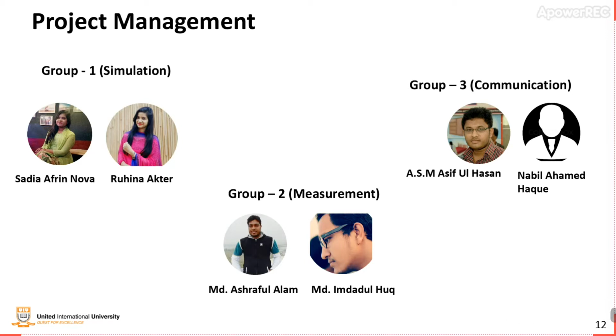Now I am going to tell you about the project management of our group. Our group has been divided into three subgroups. Group 1 is working on simulation. Sadia Afrin Nova and Ruhina Akhtar are working in this group. Group 2 is working on measurement. Mohammad Ashraful Alam and Mohammad Imdadul Haq are working in this group. Group 3 is working on communication protocol. Me and Nabil Ahmed Haq are working in this group.